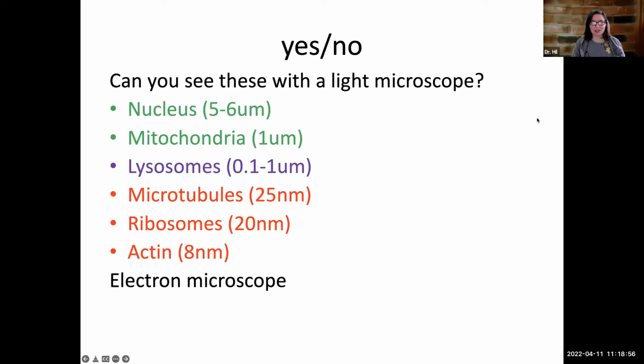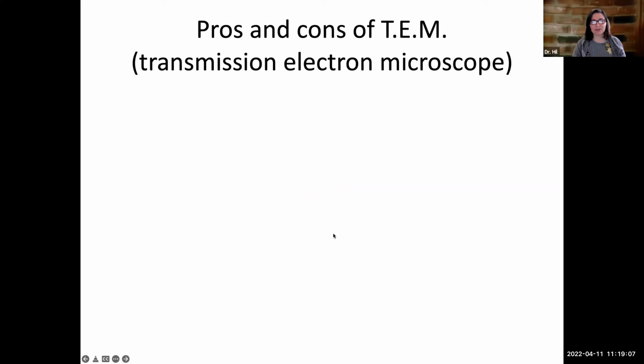The point of this isn't really to have you decide in the lab what you're going to use, because you only get access to a light microscope. It's more to help us appreciate what electron microscopy did for the field, which was revolutionary. So the transmission electron microscope is a very powerful tool. It has definite pros. It also has some definite cons.